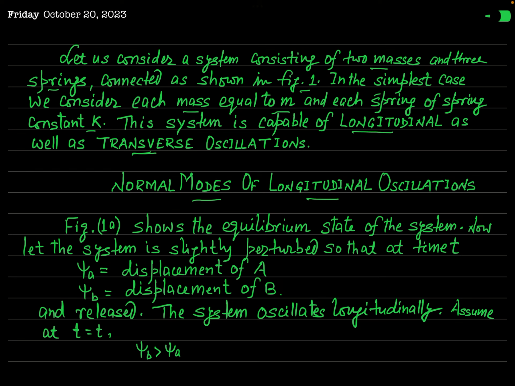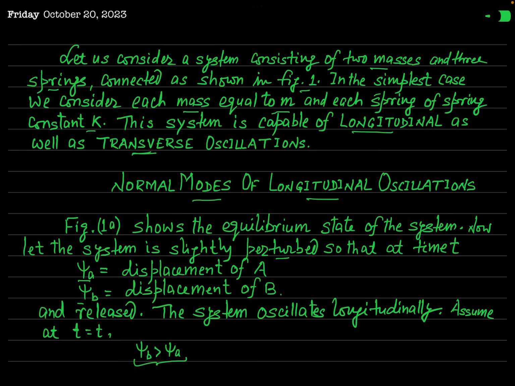And as I have told you, in figure 1a the system is in equilibrium state, and from that equilibrium state the system is slightly perturbed, or slightly displaced, or slightly disturbed. At any moment t, psi A represents the displacement of block A and psi B represents the displacement of B. If the system is released, it will oscillate longitudinally. For our calculation here, we are just going to consider psi B greater than psi A.